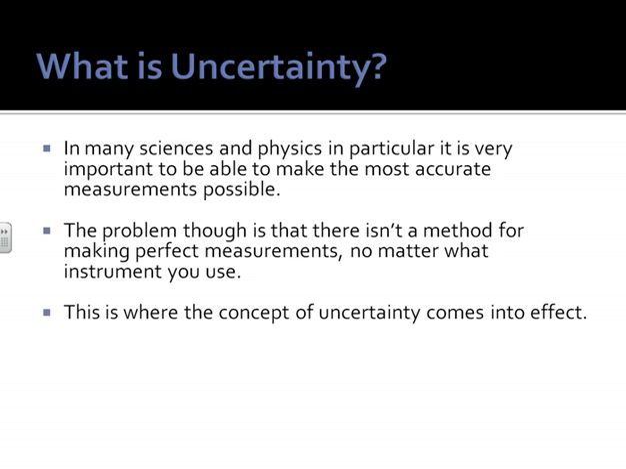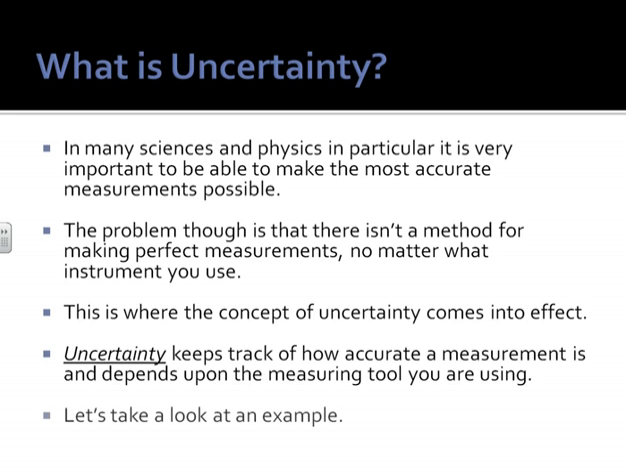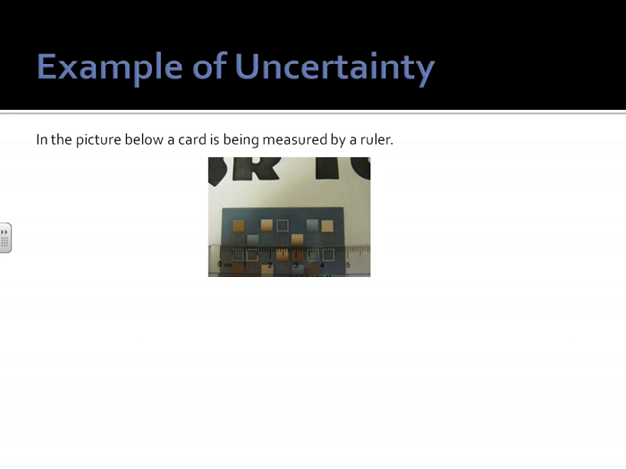This is where the concept of uncertainty comes into effect. Uncertainty keeps track of how accurate a measurement is and depends upon the measuring tool you're using. So let's look at an example. In the picture below, a card is being measured by a ruler. From the measurements, we can see that the card is 49 millimeters or 4.9 centimeters wide.